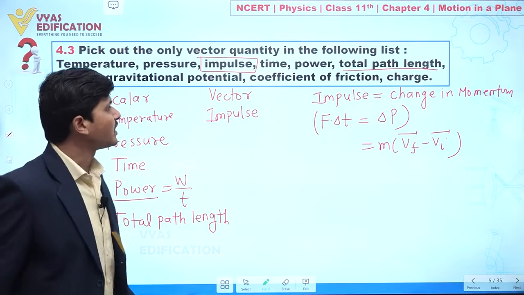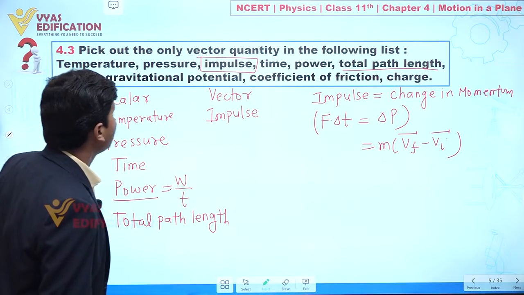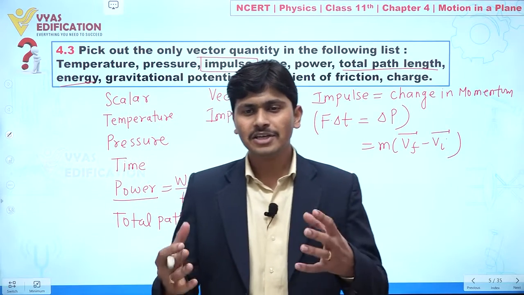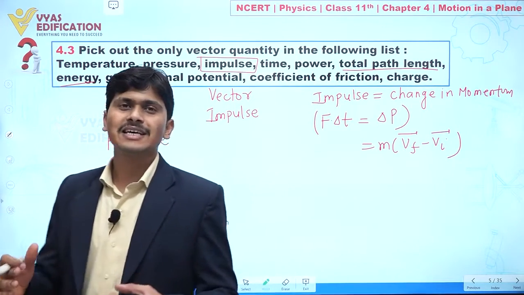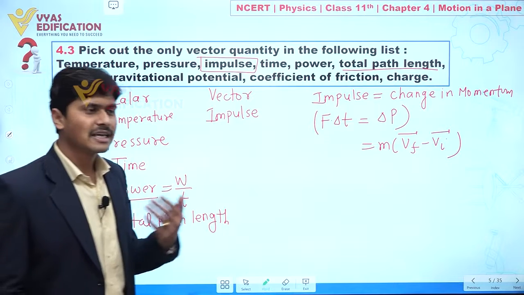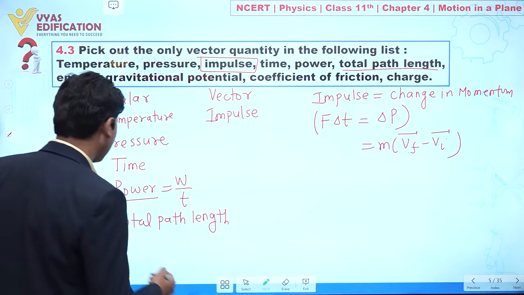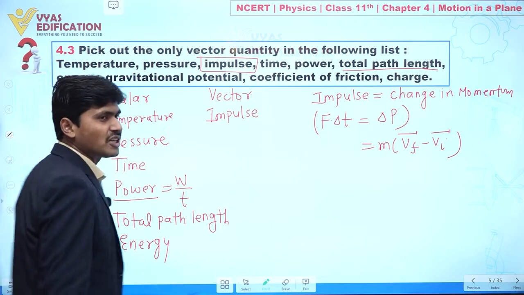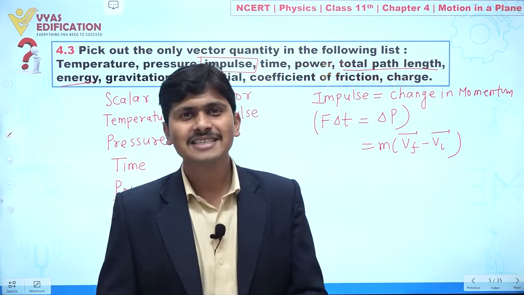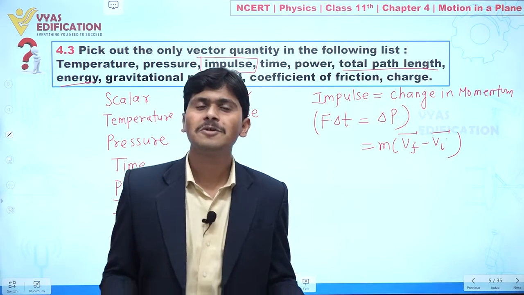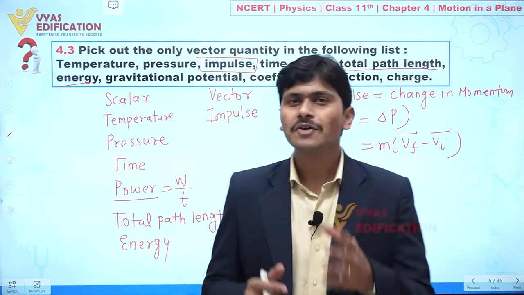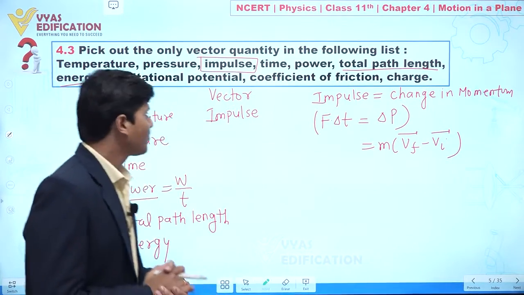Clear everyone? Yes. Now if we talk about energy, actually energy is the ability to do some work, and work is already a scalar quantity, so energy is also a scalar quantity. It means kinetic energy, potential energy, all these energies are scalar quantities. Yes, my dear student, any type of energy comes into the category of scalar quantity. Clear to everyone? Yes.